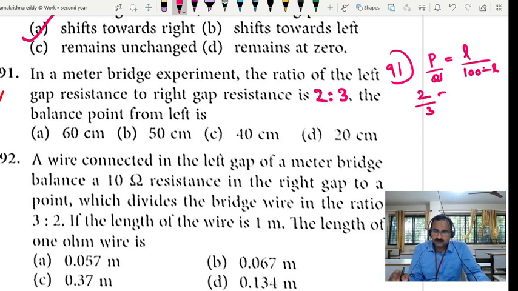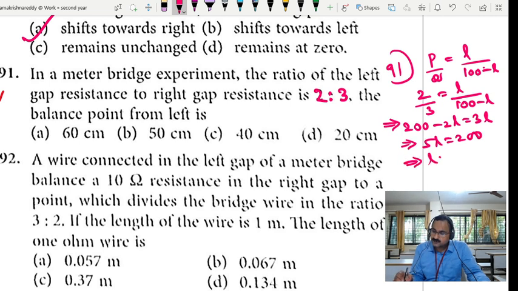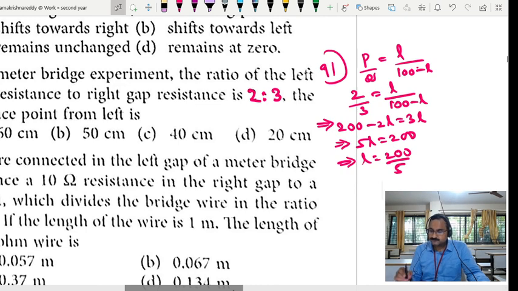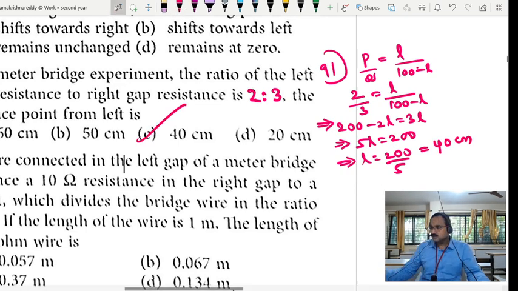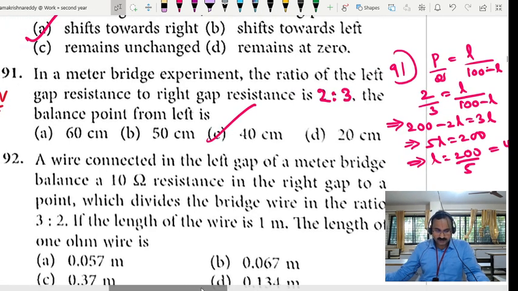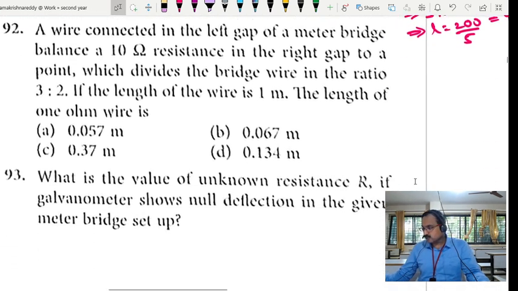2/3 is equal to L divided by 100 minus L. Cross multiply: 200 minus 2L equal to 3L. Sending the minus 2L to that side, it is 5L equal to 200. Therefore L is equal to 200 by 5, that is 40 centimeter. That is option number 3 we are getting. Right. Next one, question 92.